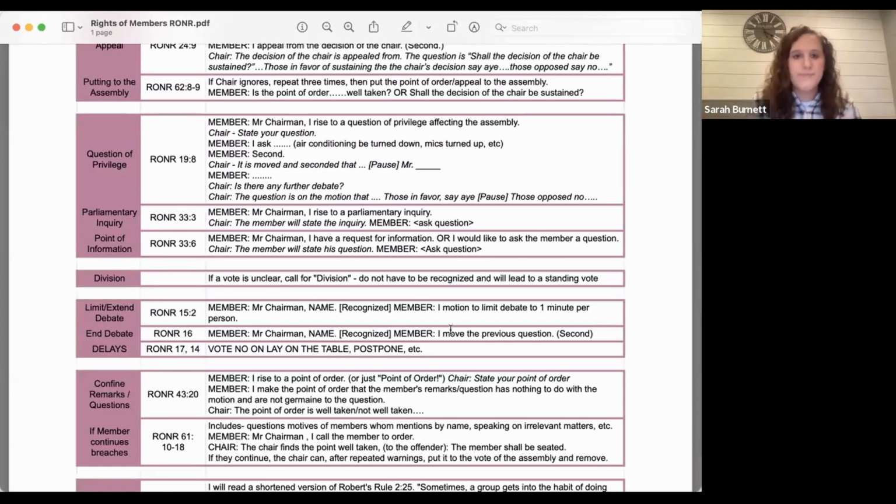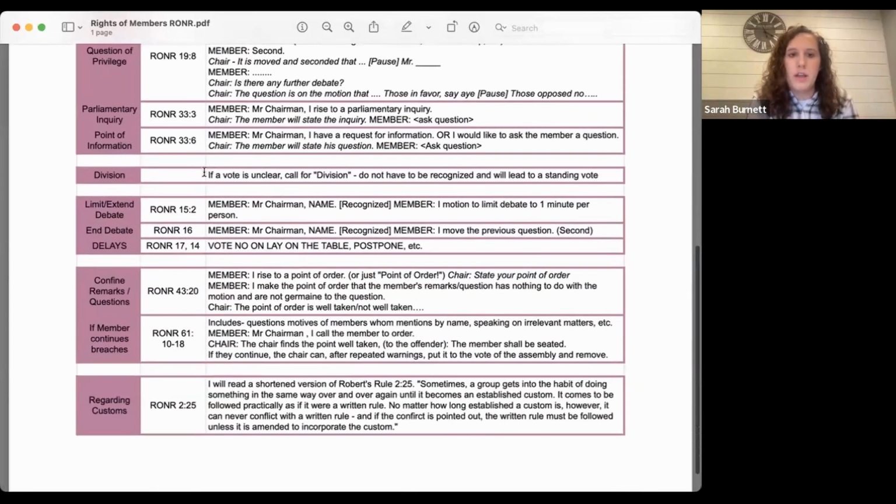Point of information is to ask for information. It's not overly complex. You could ask the chairman for information. You can ask the member for information. The key with all of these is you're not debating, you're asking questions. So they should not be used to say things that should be done in debate. We should use the proper time for that.